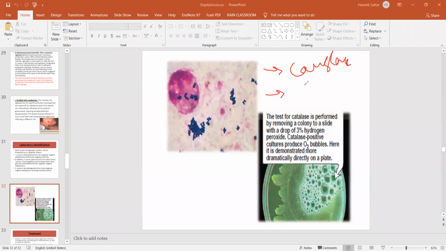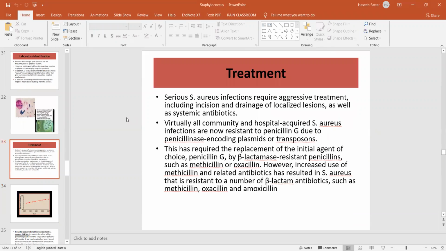This bacteria is coagulase positive. This bacteria is catalase positive. It produces golden or yellow colored colonies, and that is why we call this bacteria aureus. And this bacteria is mannitol positive. So these are the four distinguishing points for Staphylococcus aureus. Remember these identification points for the bacteria.